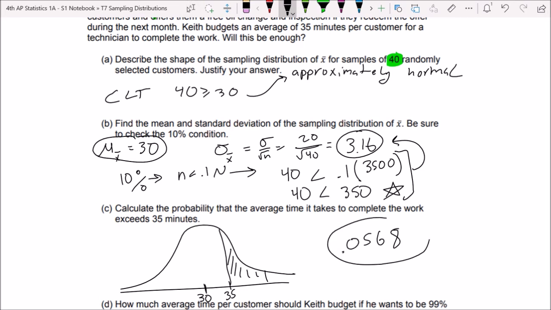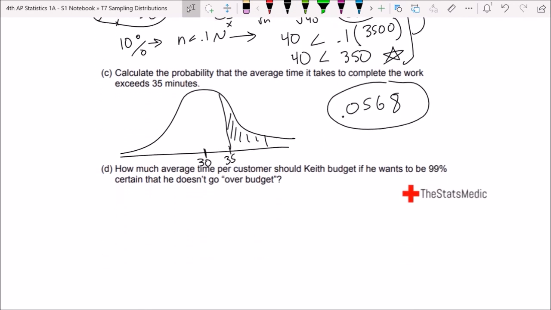So what would that be? That's like 5.7% of the time. So if you had a sample of size 40, it could happen sometimes, but it's not going to be happening that often that the mean of your sample would exceed 35 minutes. All right, and this will be our last question.